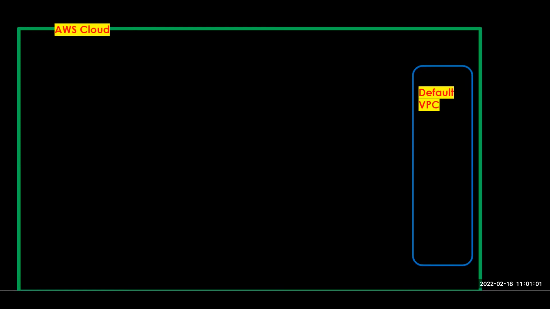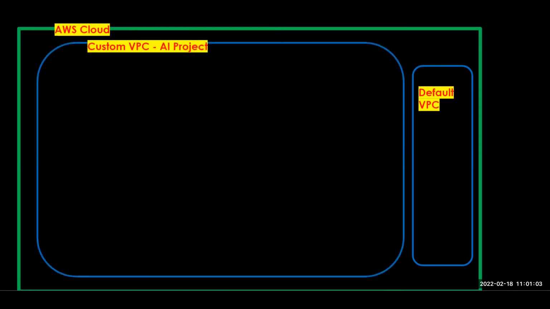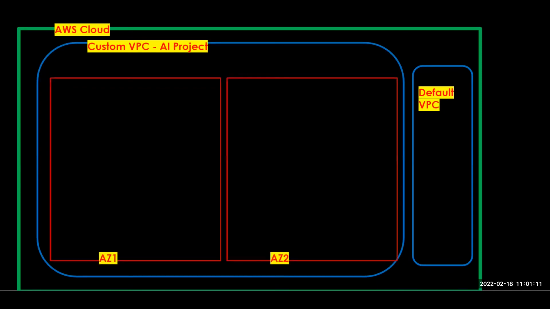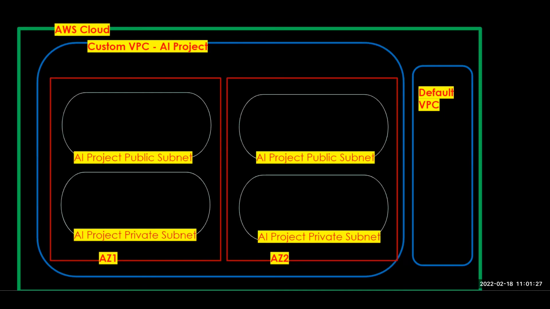We call it a custom VPC basically, and we will give it a name. Here we will call it AI project. So AI project is our VPC name. Then, based on whichever region we select, we have availability zones. We will consider availability zones A and B, or 1 and 2, we can say. In these two availability zones, we are going to have subnets.